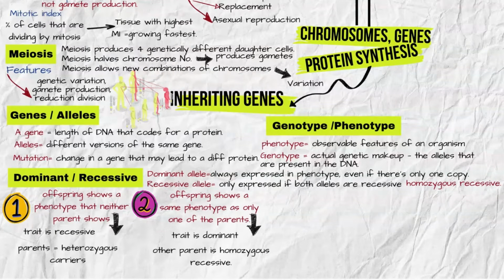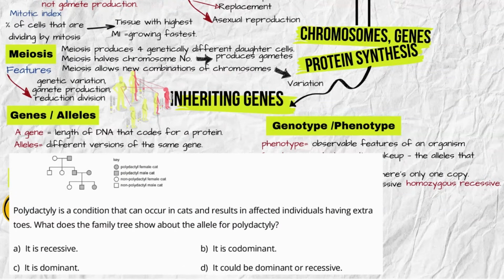This pattern appears clearly in this question. You see the phenotype polydactyly appear in the child, even though only one parent shows it. That's strong evidence that the trait is dominant.